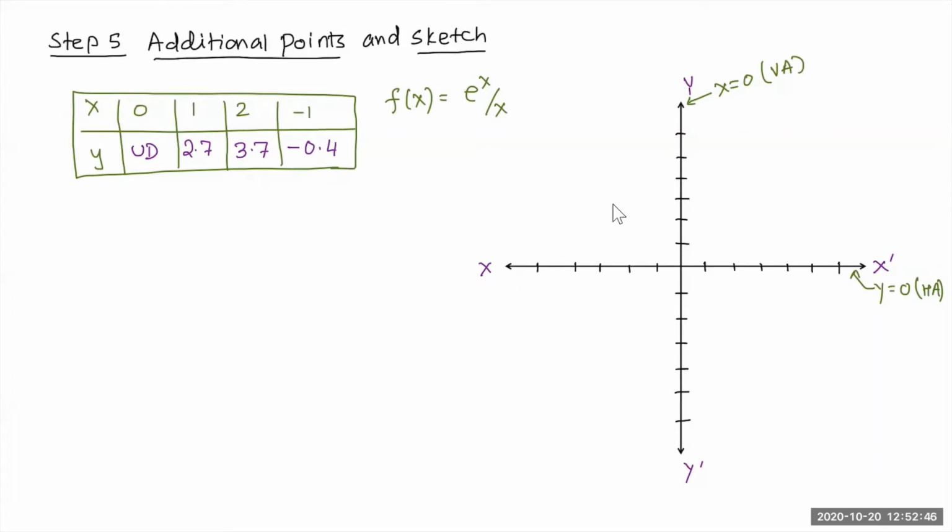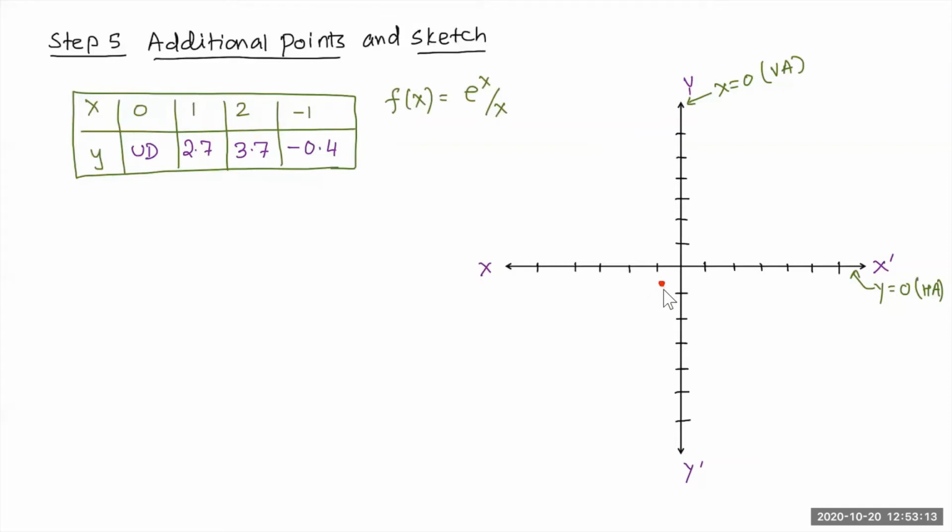So let me take the first point. I'm going to graph the negative side first. When we have -1, it is -0.4. So -1 and -0.4 is somewhere there, and you can plot that point. What this indicates is that the value of the function when x is less than 0 is negative. That's why the value is negative here.